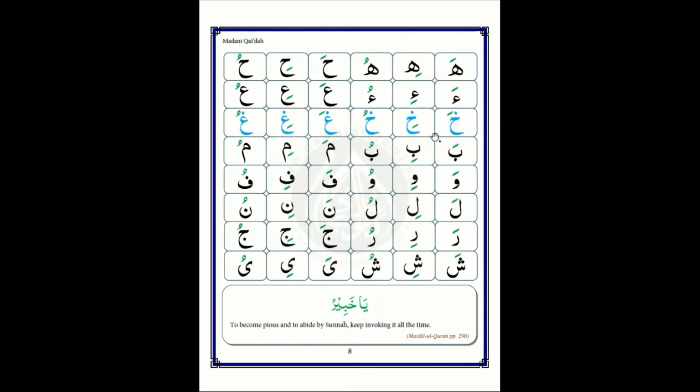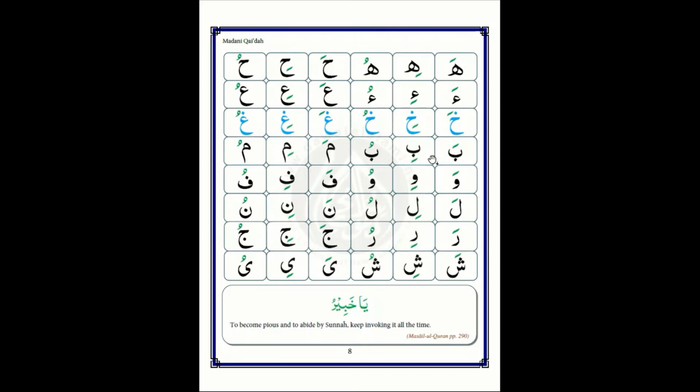Kha zabr kha, zir khi, pesh khu. And see the difference between ghain and kha. These letters are coming from the throat. So we need to be very careful that when we are pronouncing, we differentiate them from one another. Kha zabr kha, zir khi, pesh khu. Ghain zabr gha, ghain zir ghi, ghain pesh ghu.